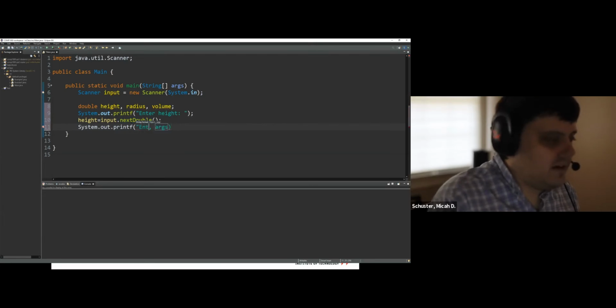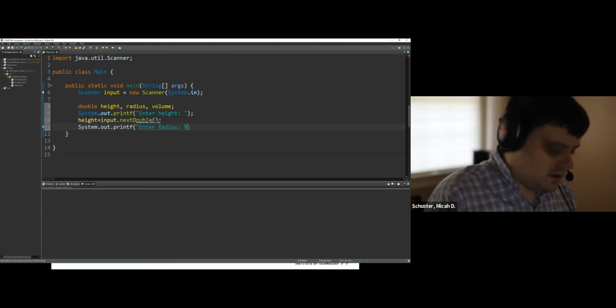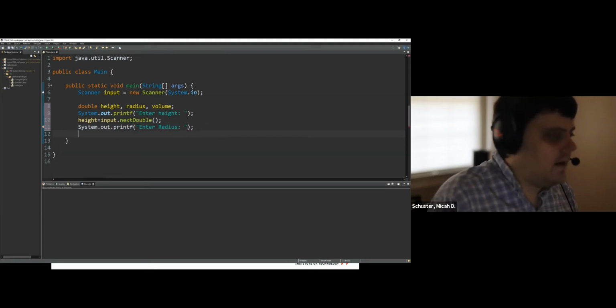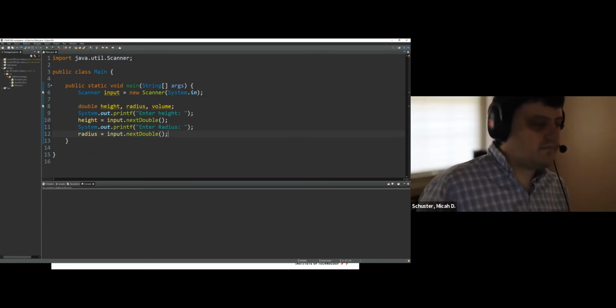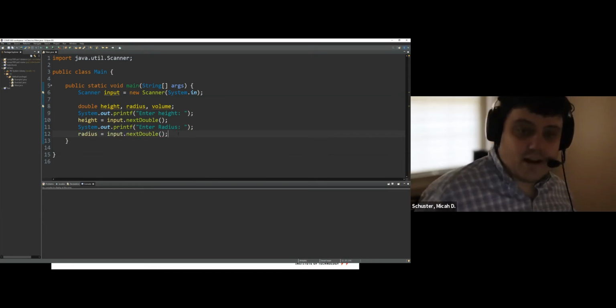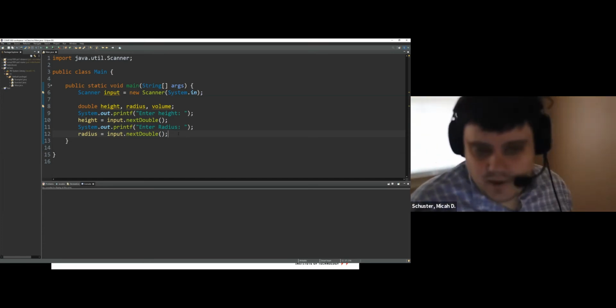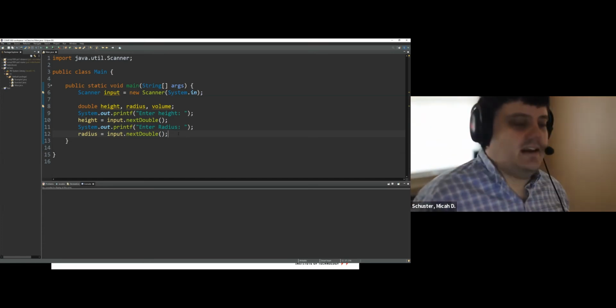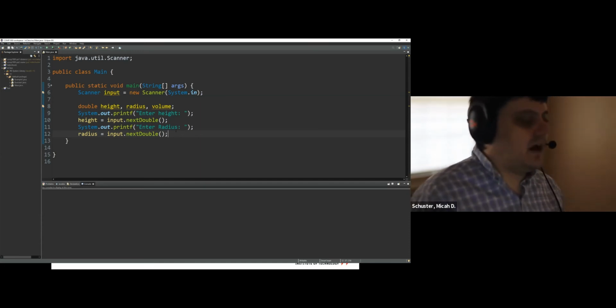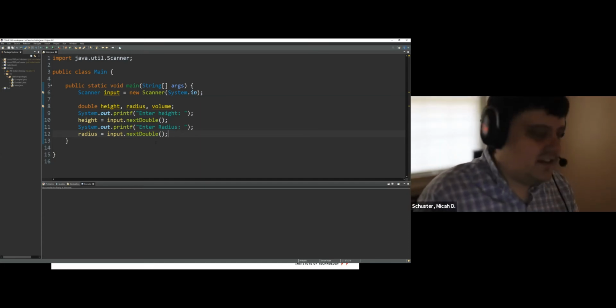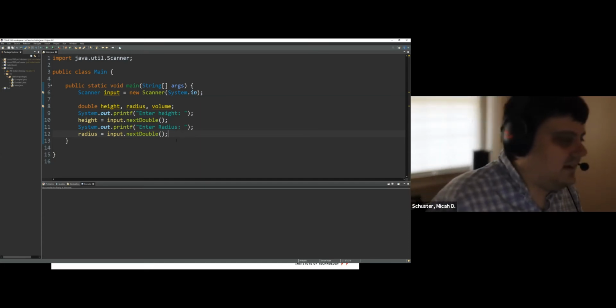And then essentially the same thing again. So a print for entering the radius. We don't need the %n. And I'll say radius is input.next double. So I get my two values. I'm not going to worry about if the user types in a negative value here. That's something we'll actually look at in one of the next examples that's coming up. I'll just make the assumption that the user is going to type in something that makes sense.